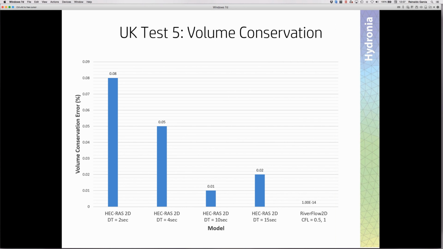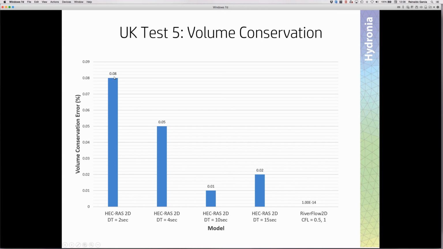Now, in regards to volume conservation, as I said, SRH-2D does not report on volume conservation. So I'm only presenting HEC-RAS and RiverFlow2D. Now, HEC-RAS volume conservation seems to depend on the time step. So for a small time step, the volume conservation error is 0.08%. This is 0.08%. And it goes down and then up again, depending on the time step.